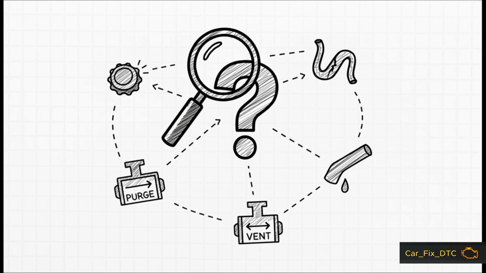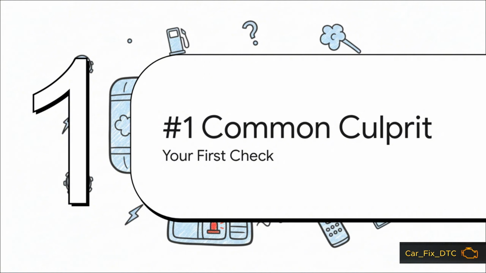Okay, so now we know we're hunting for a leak. This gives us our list of usual suspects. It could be something as simple as a loose gas cap, maybe some cracked hoses, or a couple of valves that aren't doing their job. Some of these are way more common and way easier to fix than others. So think of this as our detective's roadmap for finding the culprit. Let's get right to it and start with the number one most common culprit.